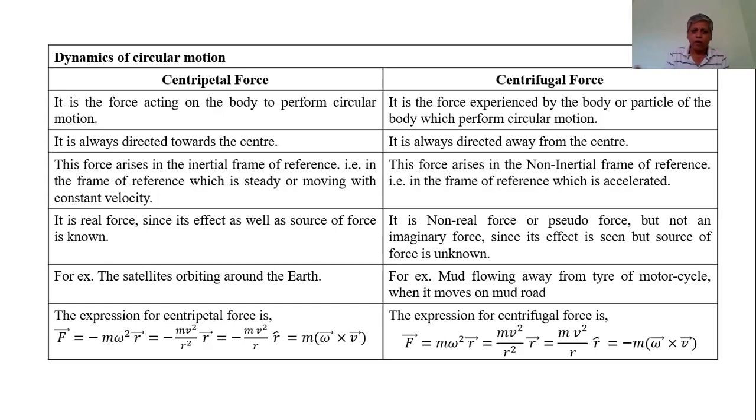For example, we have already explained it with the example of the bus. Here, another example of centripetal force is satellites orbiting around the Earth in a circular orbit. Satellites revolve. A natural satellite is the moon. The moon revolves around the Earth in a circular orbit. That is one of the examples. That is due to the gravitational force. Also, planets revolve around the sun in an elliptical orbit. That is also due to the gravitational force.